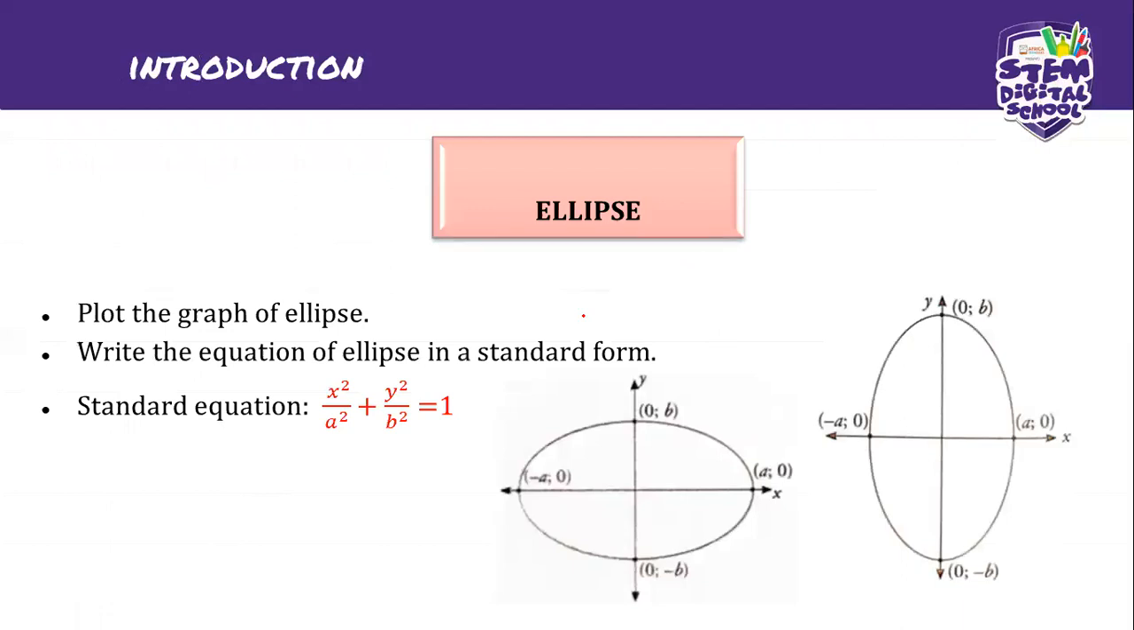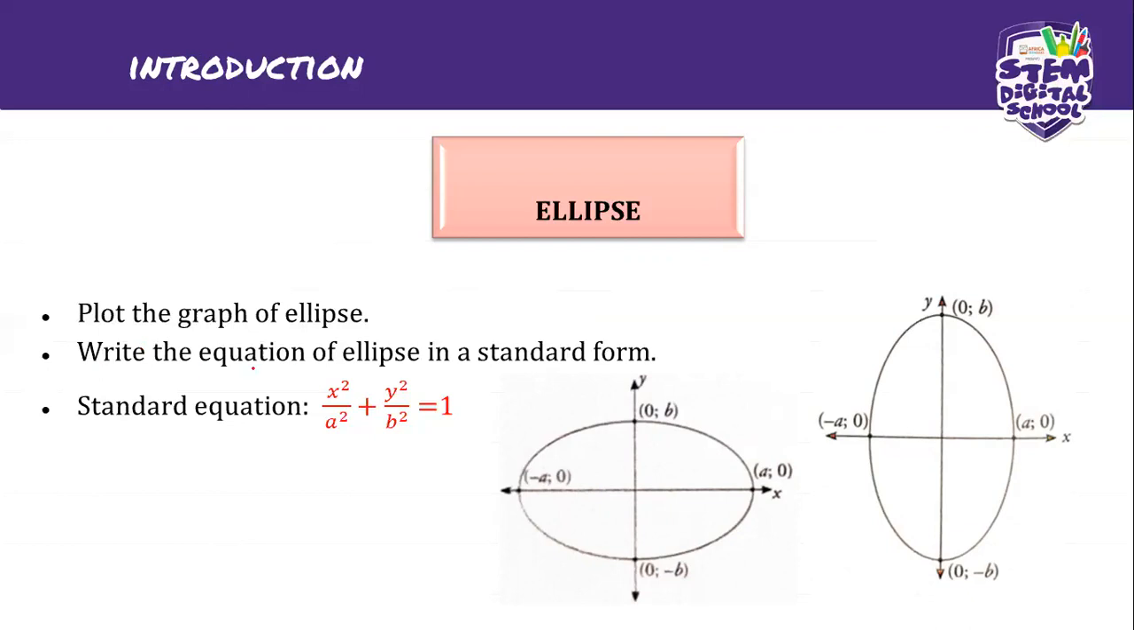All right. As for circle and analytical geometry, we are done. We are now into ellipse. So we are going to be focusing on ellipse. Now, what do we have to learn from this ellipse? First, we are going to learn how to plot the graph of ellipse.